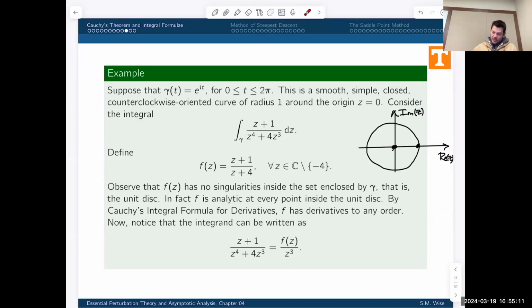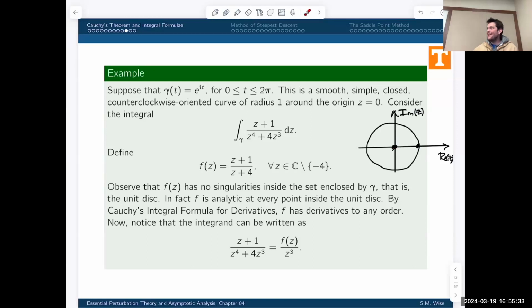As I said, it's a smooth, simple, closed, counterclockwise oriented curve of radius 1 surrounding the origin. And let's consider this integral, okay? Let's see if we can't use Cauchy's integral formula for derivatives to calculate this integral without doing a lot of work.